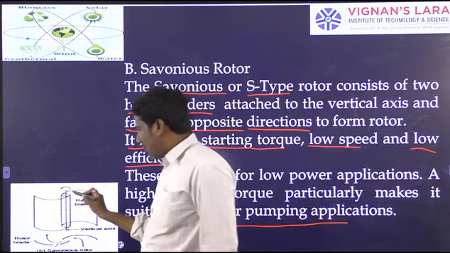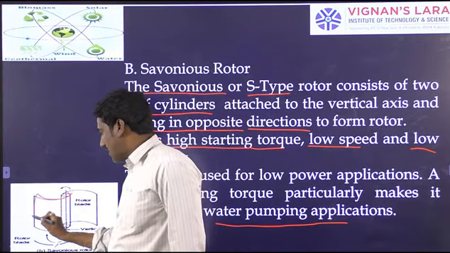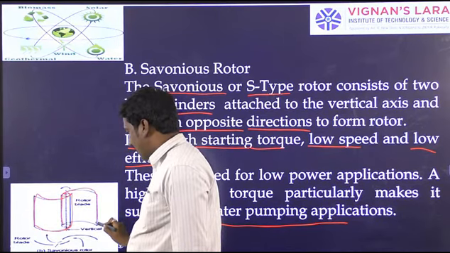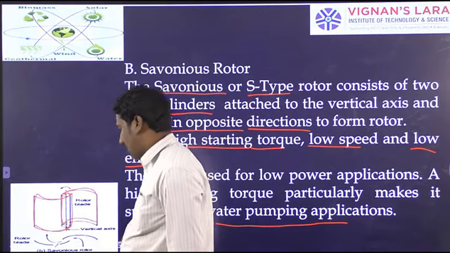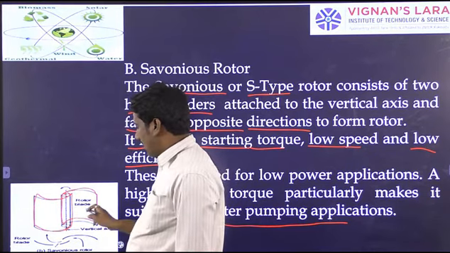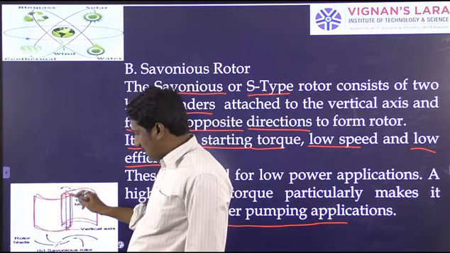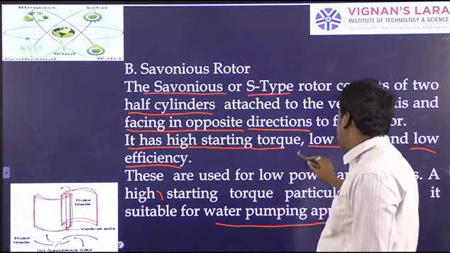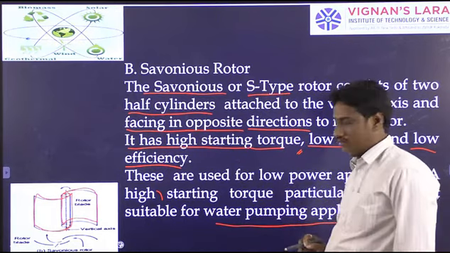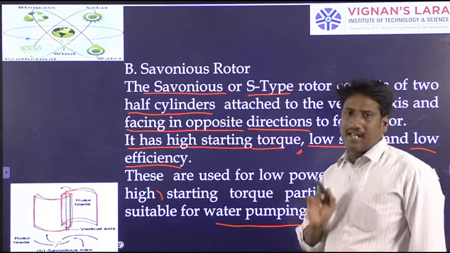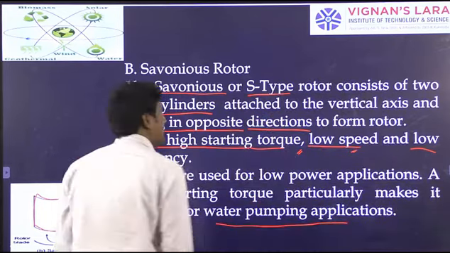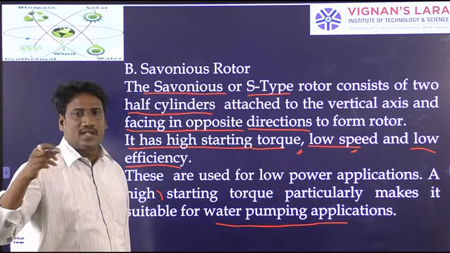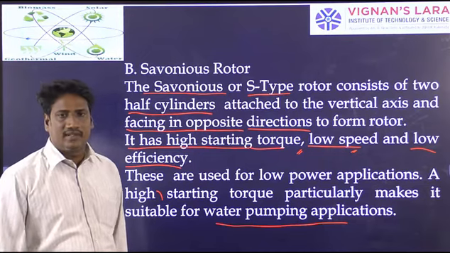You can observe here two half cylinders. If oppositely connected, you will have the Savonius type of rotor. Whenever wind is blowing continuously, they will be rotated such that the shaft will be rotated. This is used for high starting torque, low speed and low efficiency. Mostly it will be used for water pumping applications. The Savonius rotor is a combination of two opposite cylinders which will continuously rotate with respect to the wind such that mechanical energy will be produced.